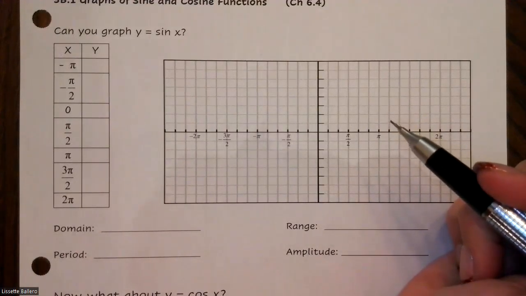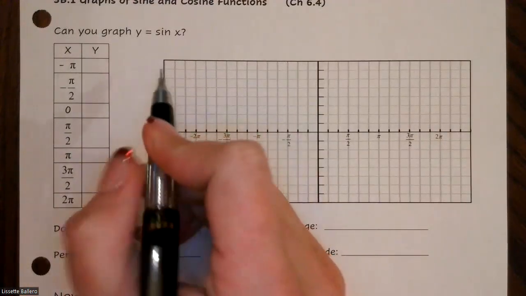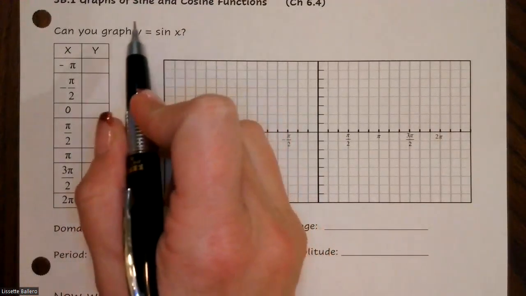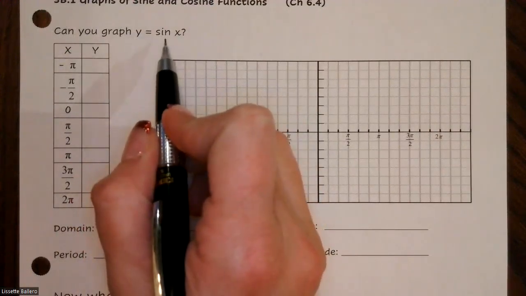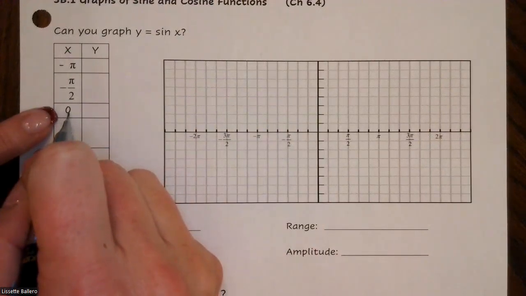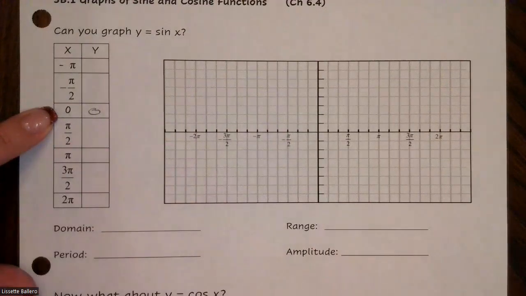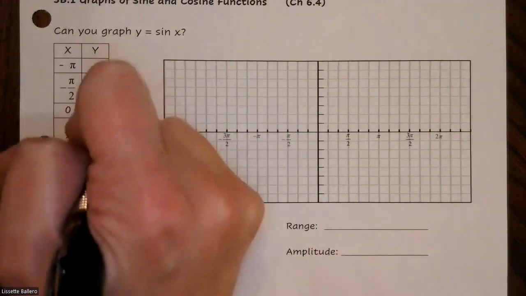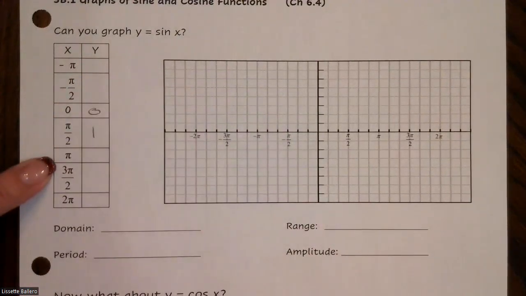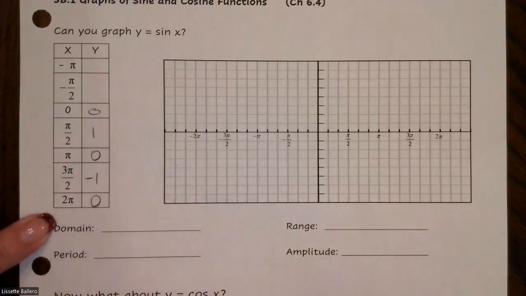You should be really good at your unit circle now, so you should be able to fill out a table of values very quickly. With the sine of x, we know on the unit circle, sine is the y value. So if we were looking for our sine for 0, well, on the y, that is 0. For pi over 2, my y value is 1. For pi, my y value is 0. 3 pi over 2, it is -1. And at 2 pi, it's back to 0.